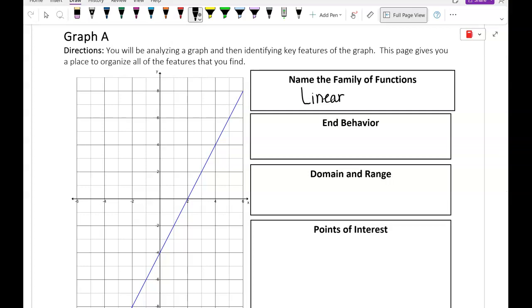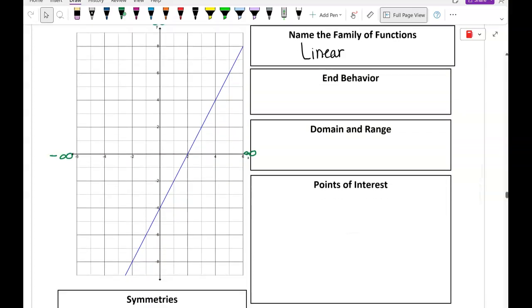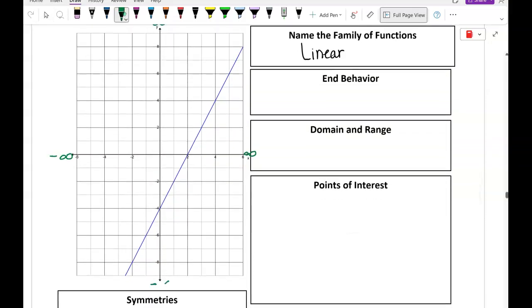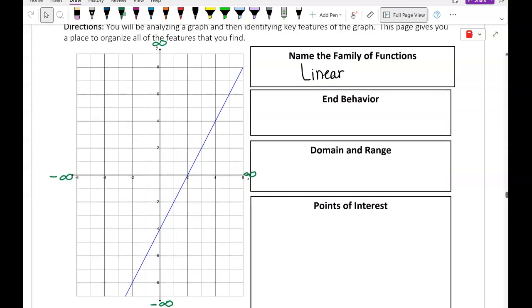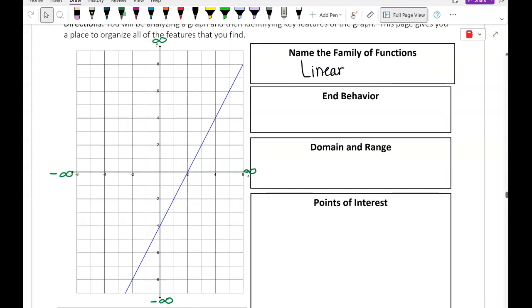Now for end behavior, I'm going to show you how we're going to write this. We're going to say as x approaches either negative infinity or positive infinity. Just to remind you, negative infinity is to the far left of the graph. Positive infinity is the far right. For the x's, for your y's, up is positive infinity and down is negative infinity. We're going to be talking about those directions a lot as we get into these different problems that we're going to look at today and tomorrow.